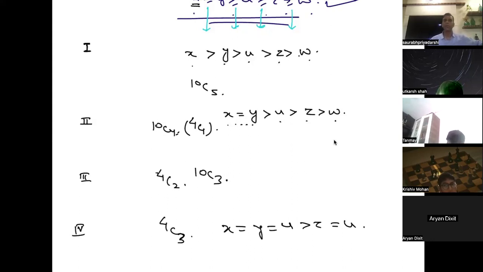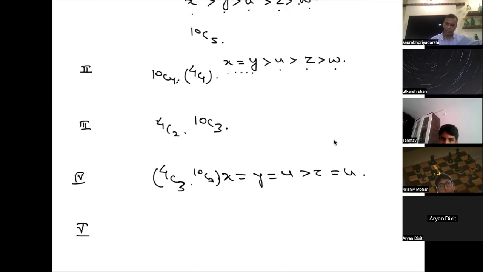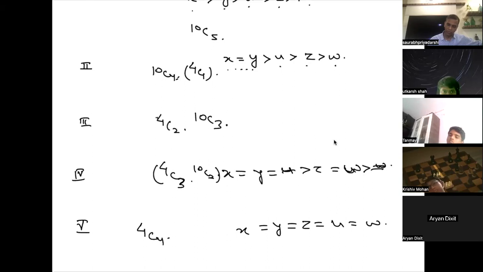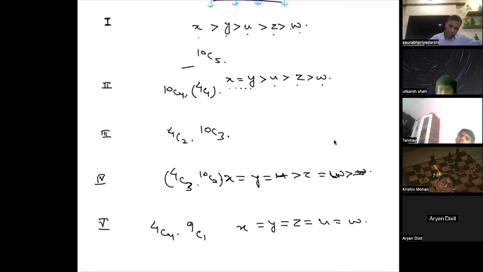And how many numbers do we select in this case? 10C2. And the fifth one, if all the equality signs are there, so 4C4, but 9C1, we can't take 0 in this. The sum of all this is your answer.